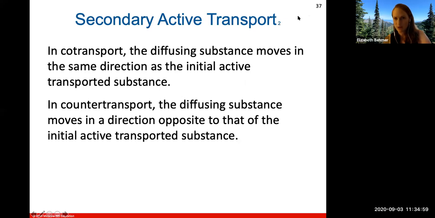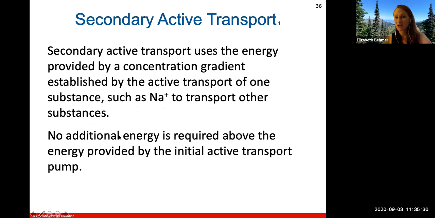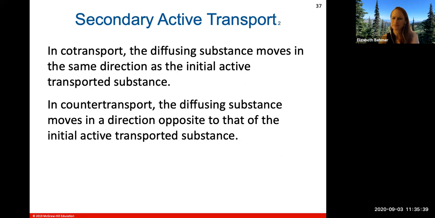In co-transport, the diffusing substance moves in the same direction as the initial actively transported substance. In counter-transport, they'll move in opposite directions. So in co-transport, they'll move together, and in counter-transport, they'll move opposite to that of the initial actively transported substance. So co-transport is moving together, counter-transport is moving opposite each other. And again, we're talking about secondary active transport, which just uses the energy established by the concentration gradient of one substance to move something else. I know that's kind of confusing.